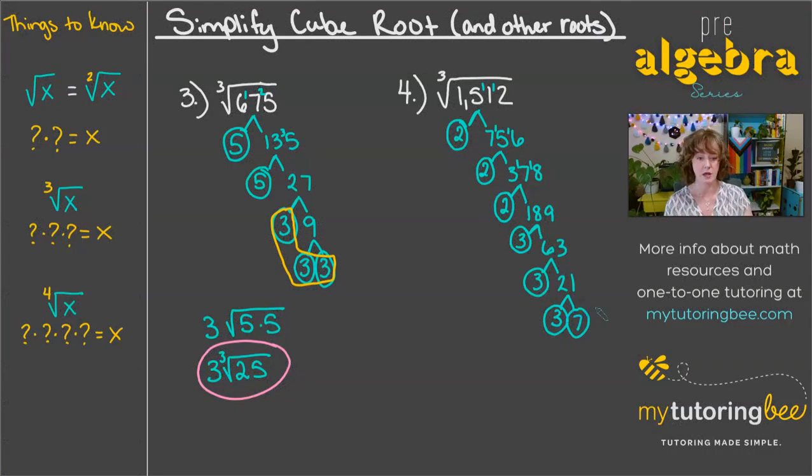All right, so that was a lot of prime factors, but we got them all. So now let's see how many we have of each one. Well, I've got 3 2s, I've got 3 3s, and then a single 7.